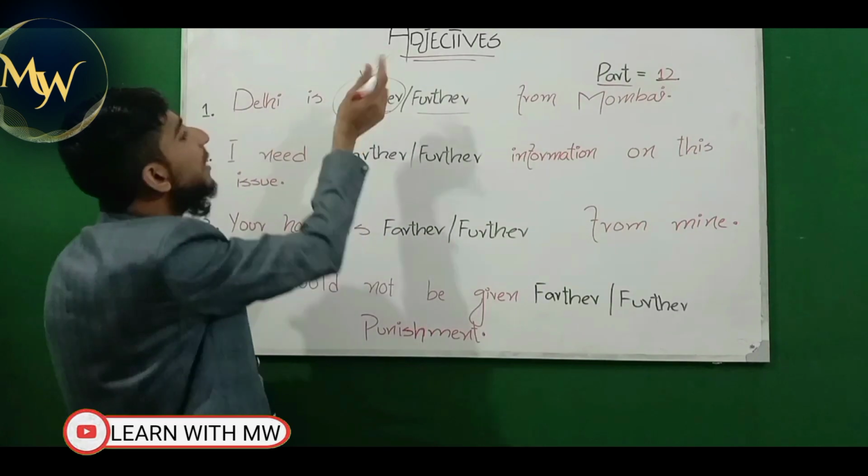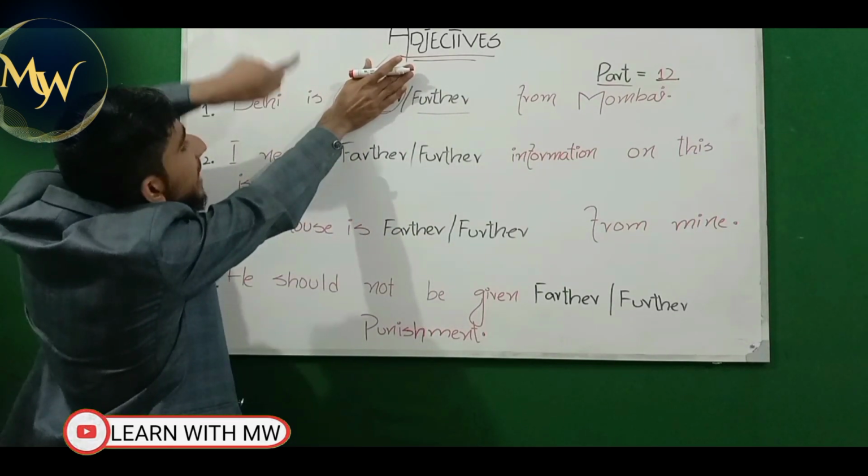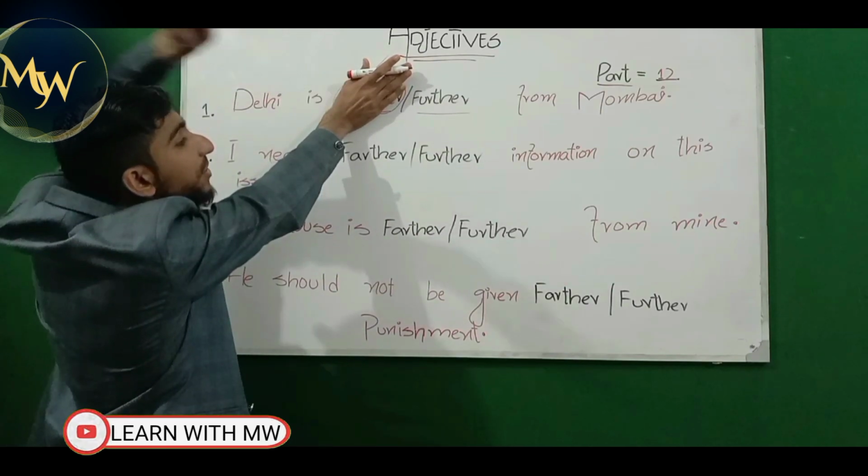So Delhi. Now when I remove the farther, the correct sentence will be Delhi is at a distance from Mumbai.